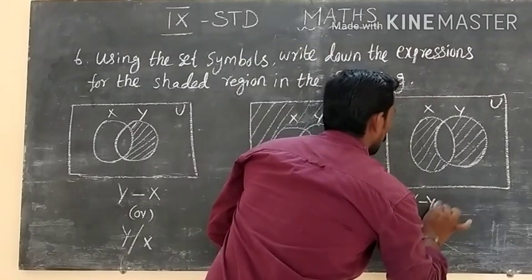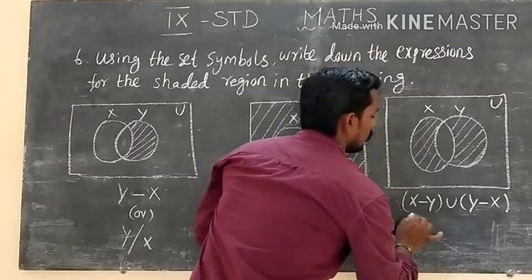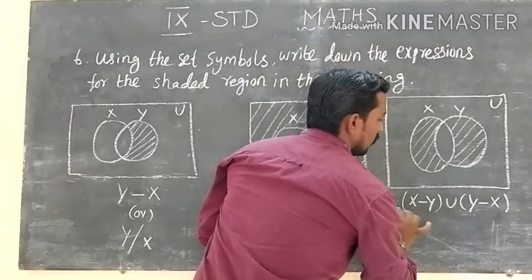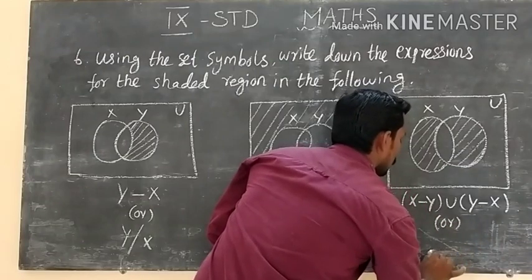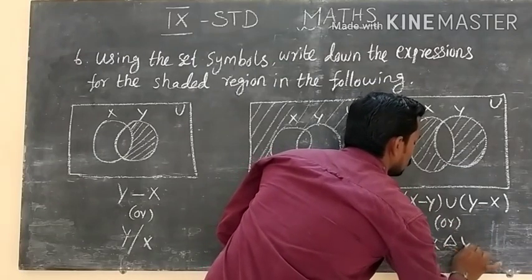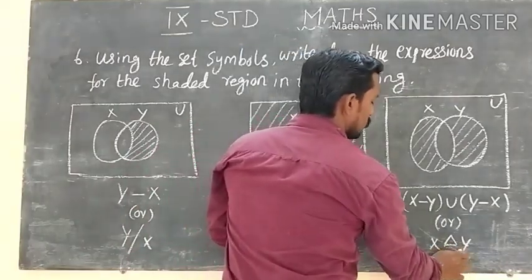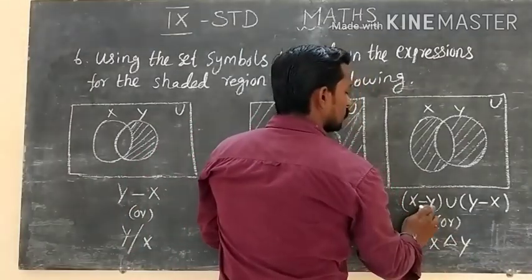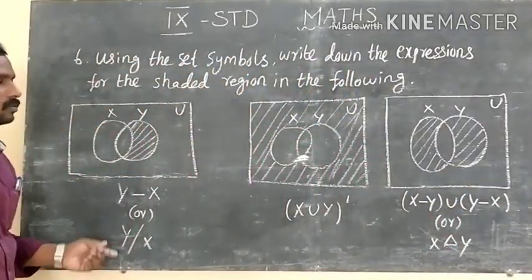The result is X difference Y union Y difference X. Or you have a formula: this is equivalent to X symmetric difference Y. The formula is X symmetric difference Y equal to X difference Y union Y difference X. So that's all for our question.